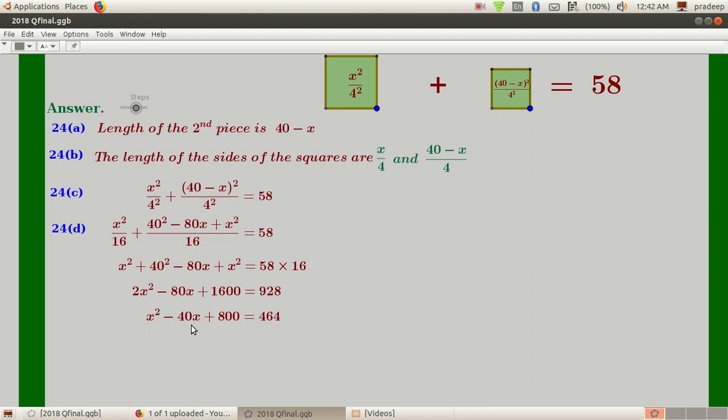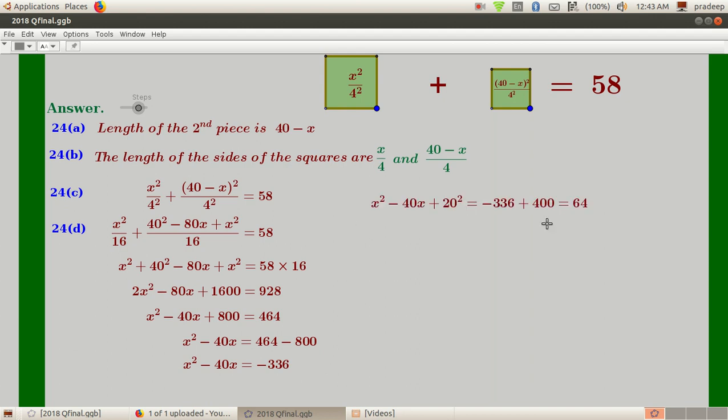Now keeping these terms containing x on this side and taking this to the other side, therefore it will be x square minus 40x is equal to 464 minus 800, that is equal to minus 336. So in order to make it a perfect square, we have to add the square of the half of the coefficient of x on both sides. The coefficient of x here is 40. Half of it is 20. Therefore 20 square has to be added on both sides.